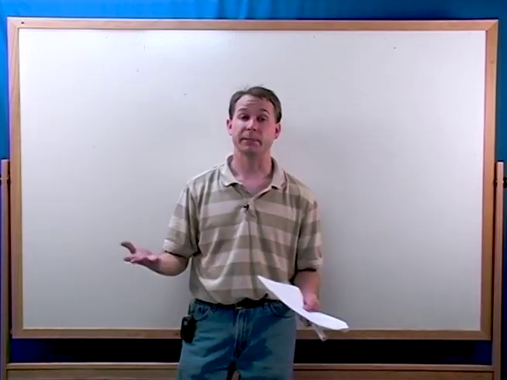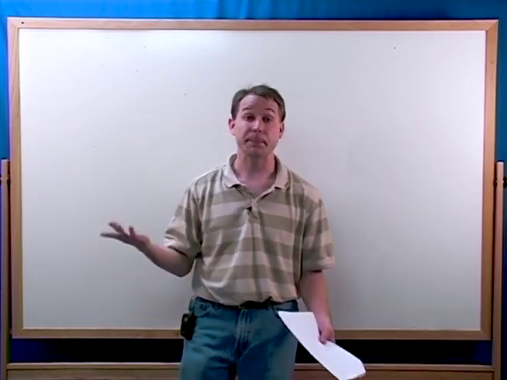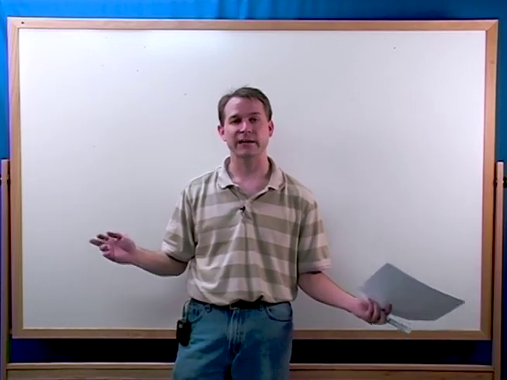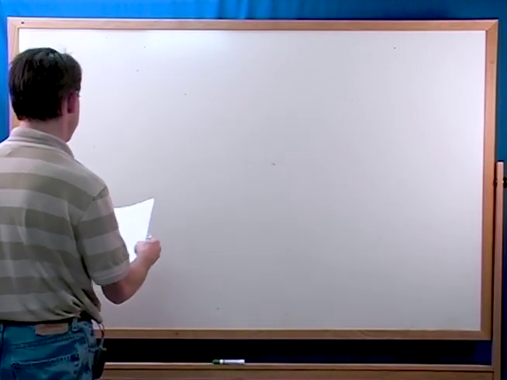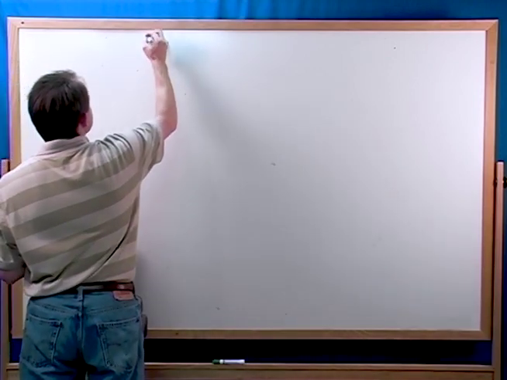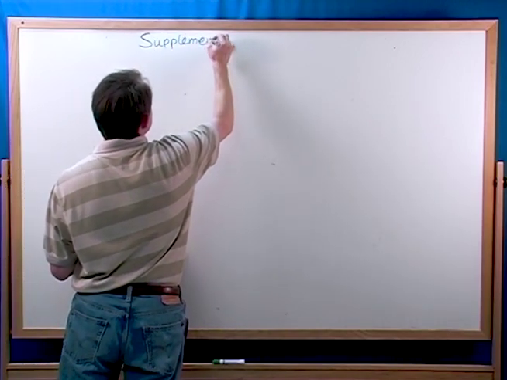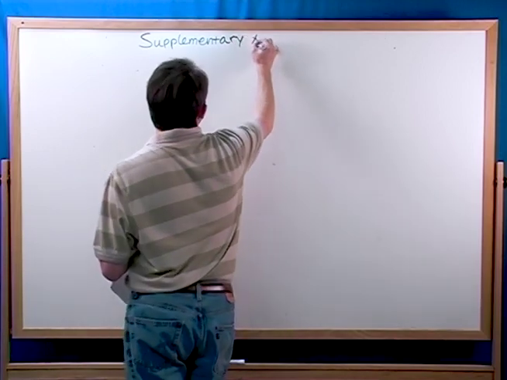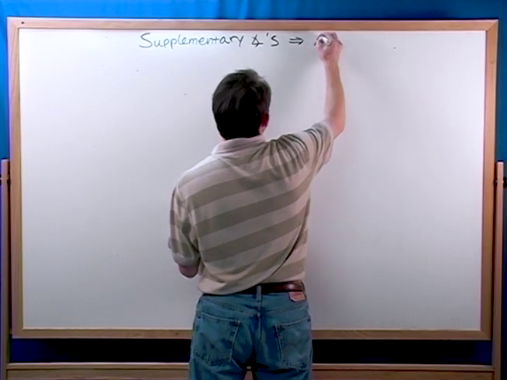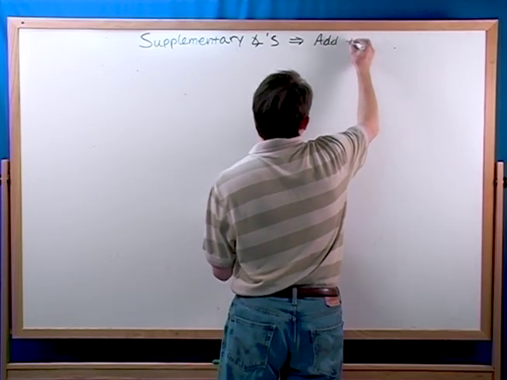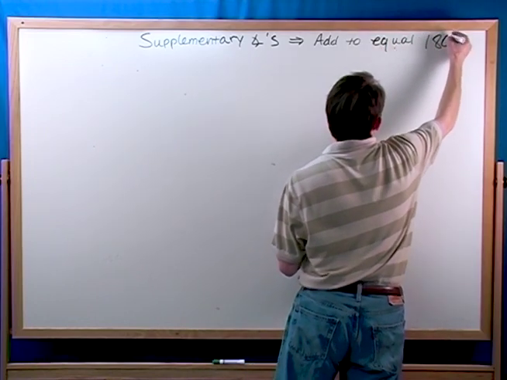Okay, now we've talked about complementary angles. Two angles, you add them up, give you 90 degrees. Now we're going to talk about supplementary angles, which are just two angles that add up to 180 degrees. So it's just another definition, another term that we just have to learn. Supplementary angles are two angles that add to equal 180 degrees. That's all it is.